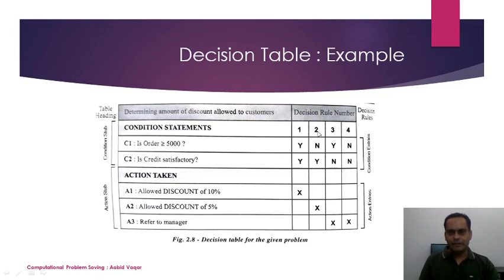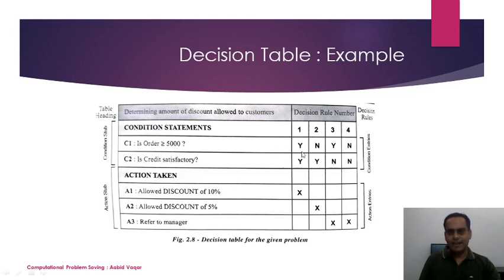Another entry, number 2. Here the order is not greater than 5000. So the customer has made a purchase worth less than 5000 rupees, but his credit is clear. So in this case you have to take this action. This action means a 5% discount is provided to him. Similarly, third entry, the customer has purchased things worth more than 5000. So yes here. And for the second condition, his credit is not okay. No, meaning he has not cleared his credit yet.